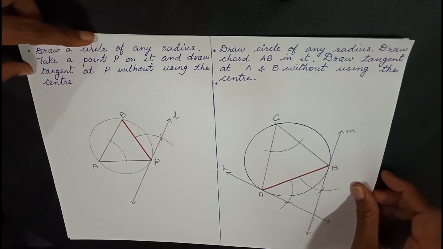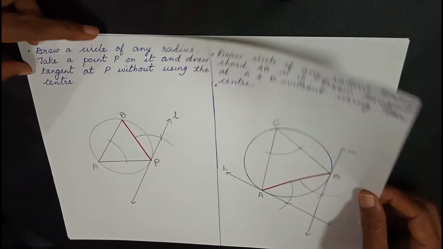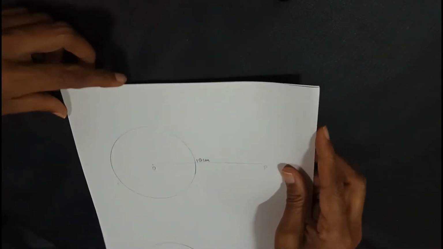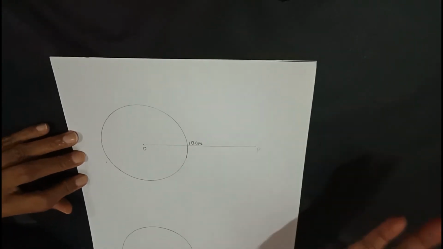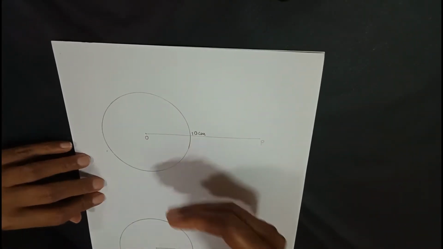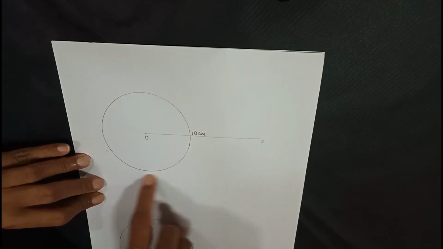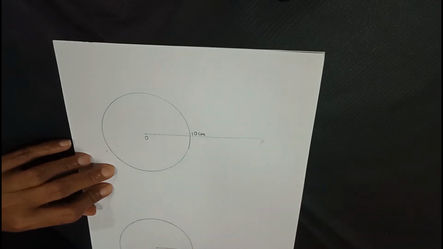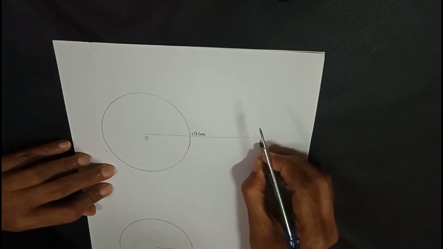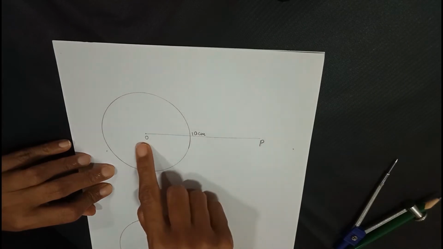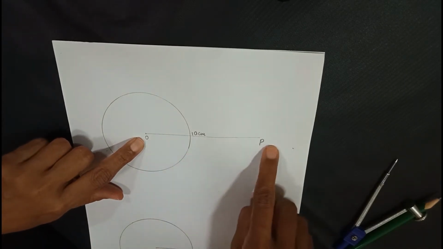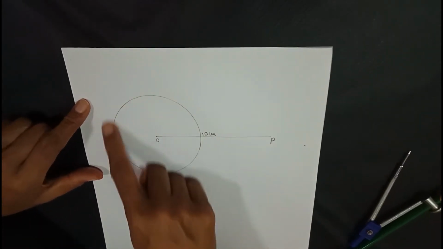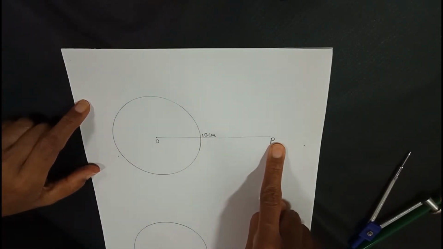Now today, we are going to do method number 3. That is, when the point is not on the circle, but far away from the circle. That is, outside the circle. So let's take one example. Here I have a circle of radius 4 centimeters and I have a point P which is at a 10 centimeter distance from the center of the circle. That means OP is 10 centimeters and I have to draw tangent to this circle from point P.